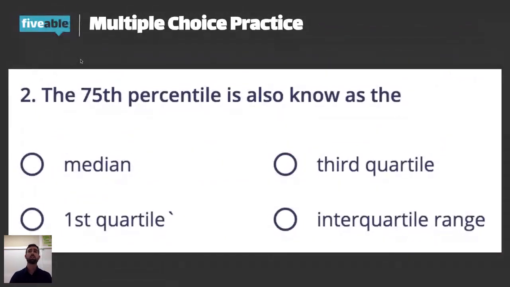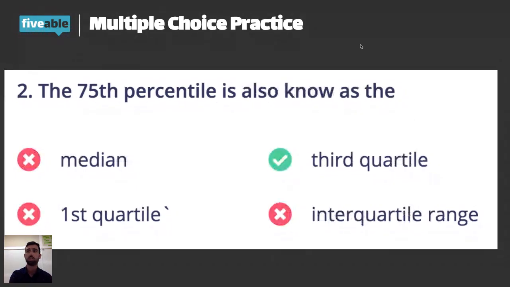The 75th percentile is also known as the blank. So the 75th percentile is the third quartile. That's going to be right here, letter choice C. Remember, the median is going to be the 50th percentile. The first quartile is going to be the 25th percentile. And the interquartile range is just going to give you a range between the 75th percentile and the 25th percentile. So it'll give you that middle 50%.